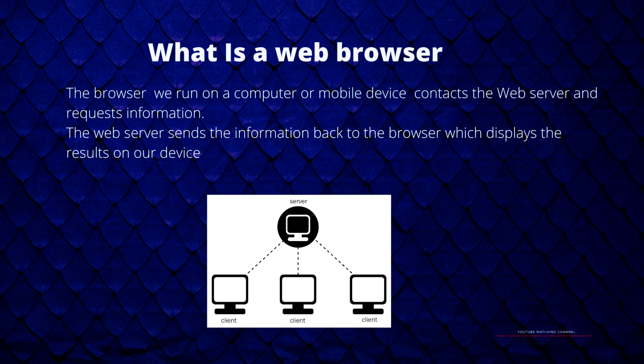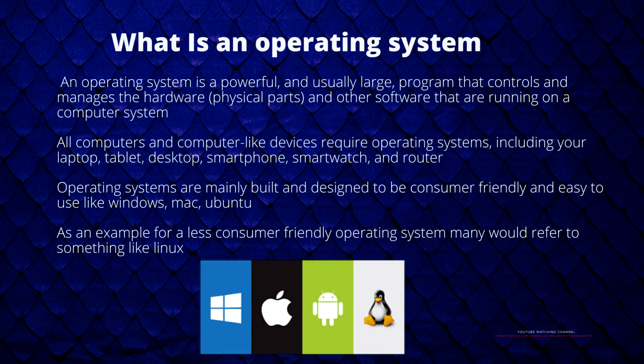How does this work? Let's try to make the answer simple. The browser we run on a computer or mobile device contacts the web server and requests information. The web server sends the information to the browser, which will display the result of the web page on our device.